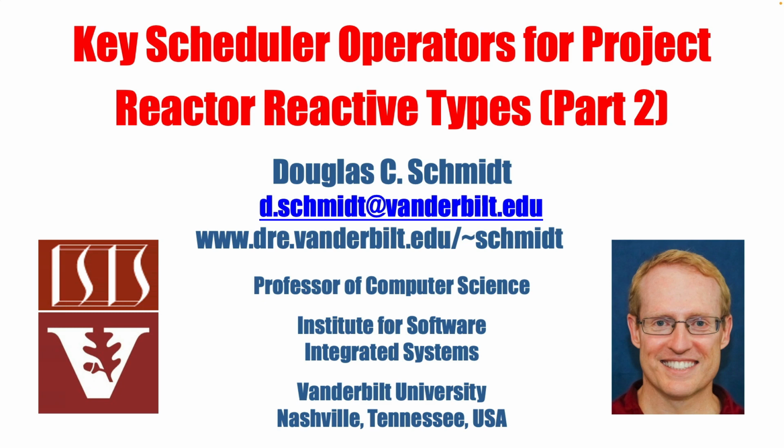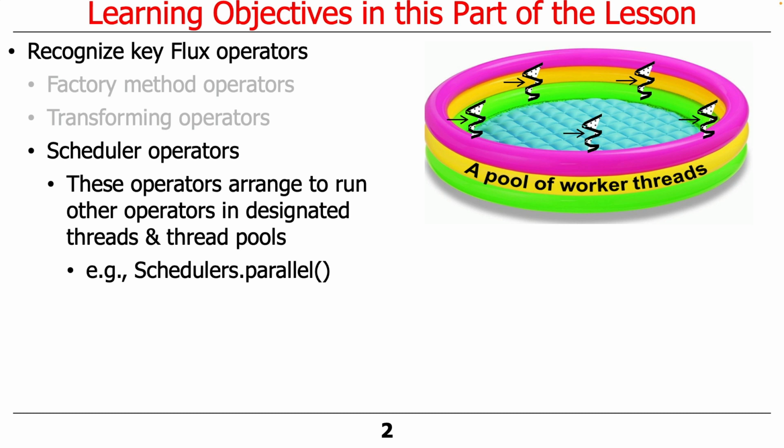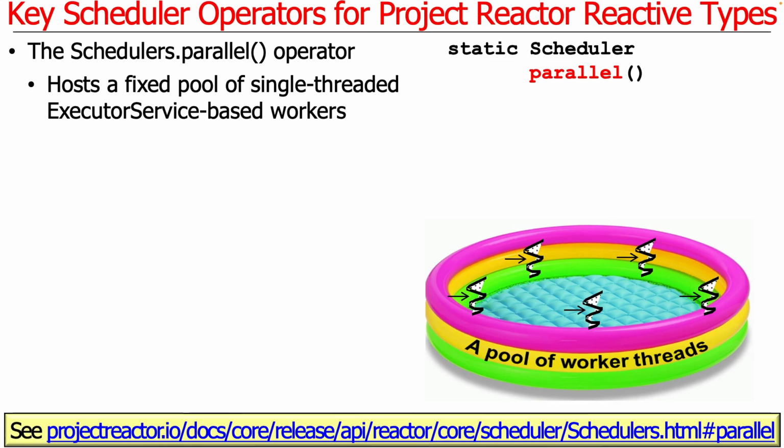So now that we've talked about flat map, and now that we've talked about the basic concept of scheduler operators in Project Reactor, let's talk about yet another scheduler operator that works on a range of different Project Reactor reactive types, including fluxes, parallel fluxes, and monos. And we're going to talk now about the parallel scheduler. This arranges to run other operators in a designated pool of threads intended for computation-bound processing.